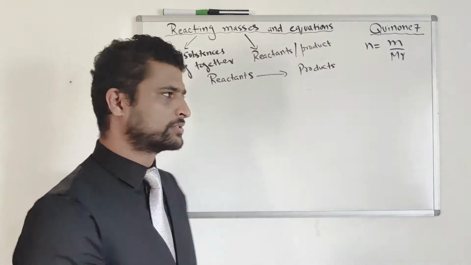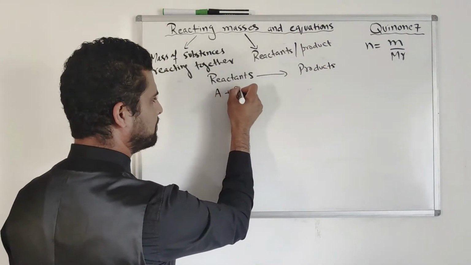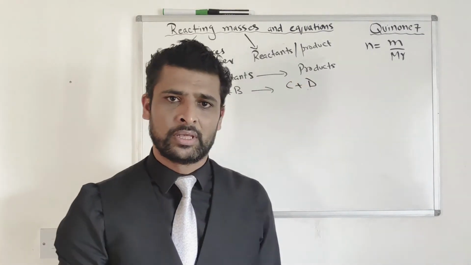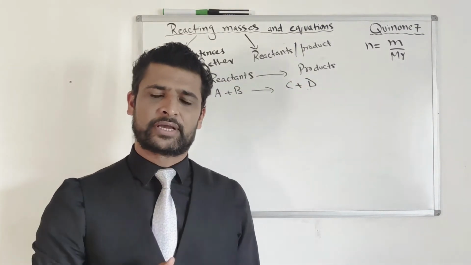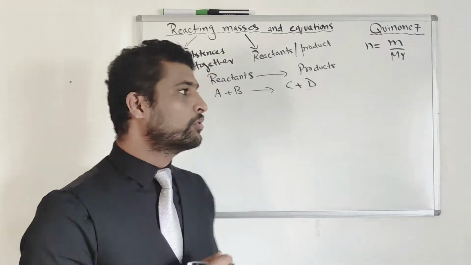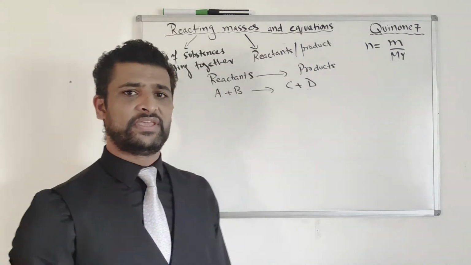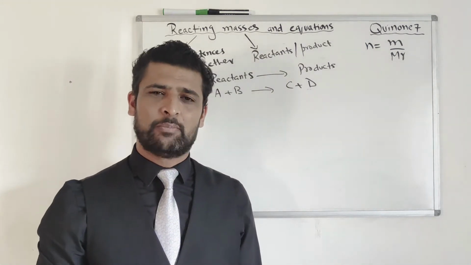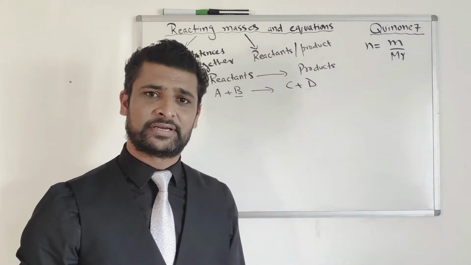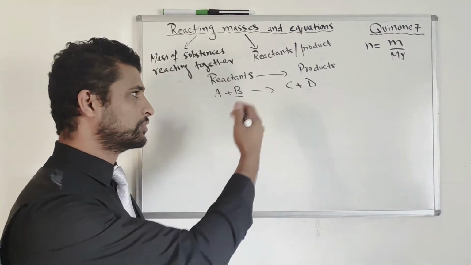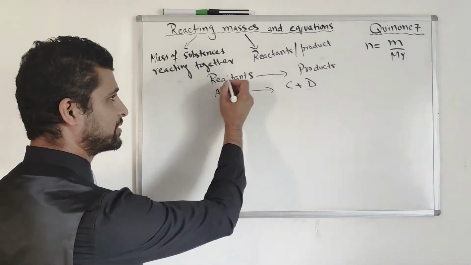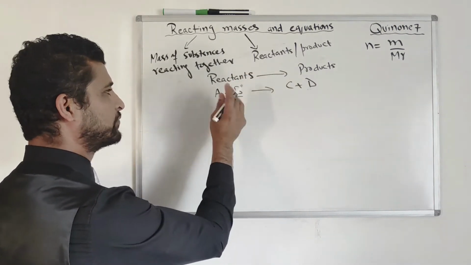So you can have, for example, A plus B is equal to C plus D. So you have reactants and products. If I give you 10 grams of one of the reactants, we can actually predict how much you need of the B reactant to react with A in order to make C and D. What I mean is, when you look at the reactants and products, you have two things to do.